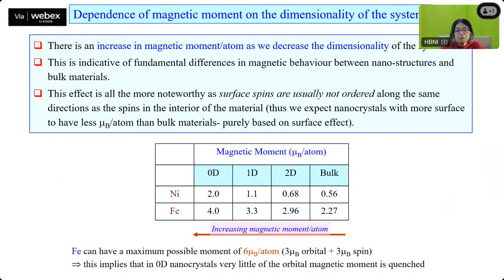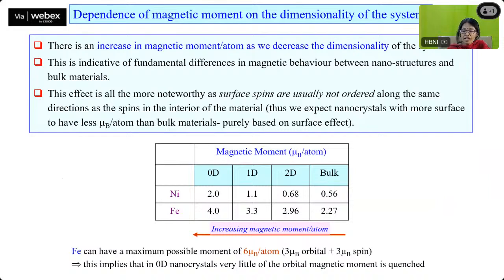There is an increase in the magnetic moment per atom as we decrease the dimensionality of the system. This is indicative of the fundamental differences in magnetic behavior between nanostructures and bulk materials. And you have to understand this effect is all the more noteworthy as surface spins are not all ordered along the same direction as the spins in the interior of the material. Thus, we expect nanocrystals with more surface to have less Bohr magneton per atom than the bulk materials, and this is purely based on the surface effect.